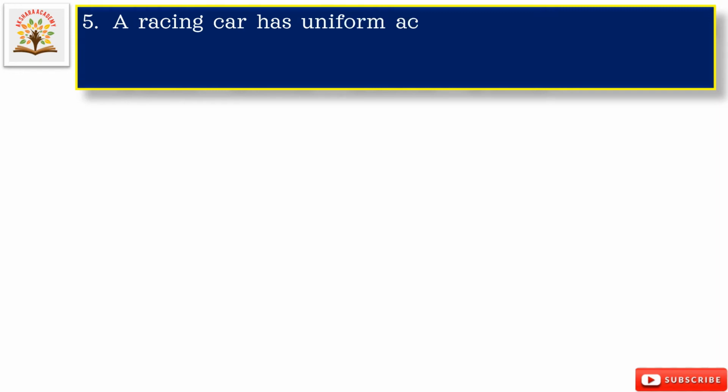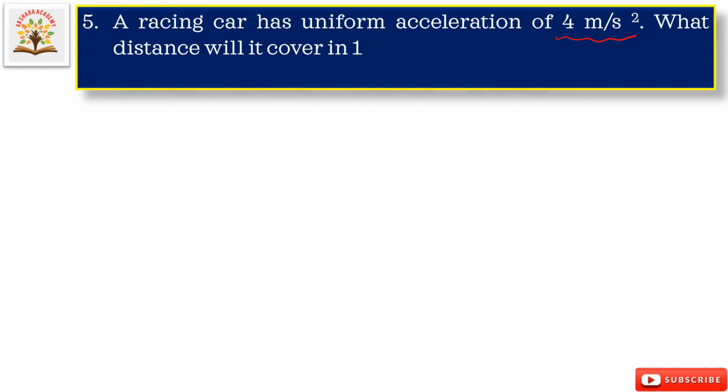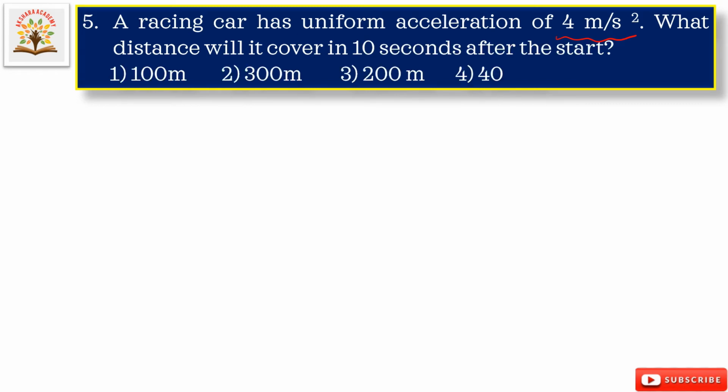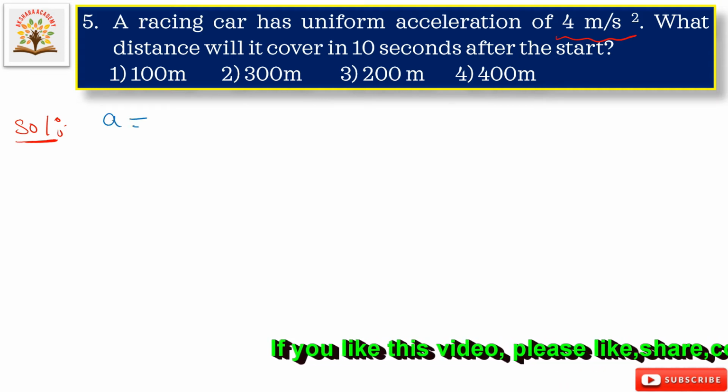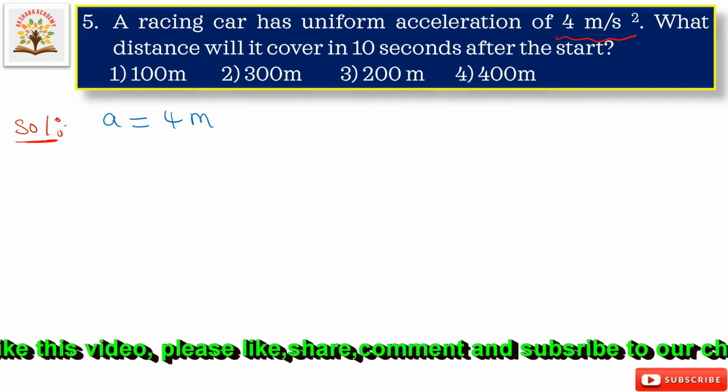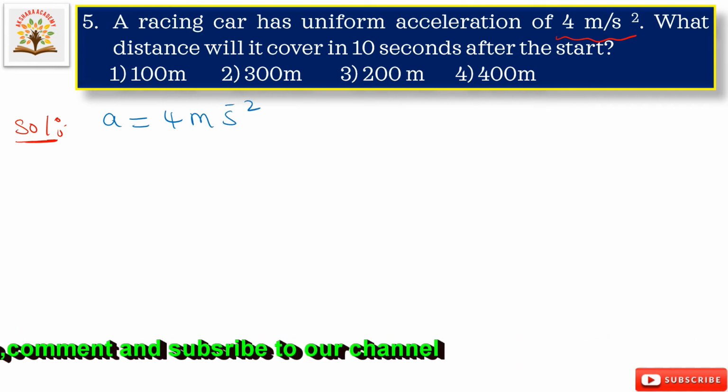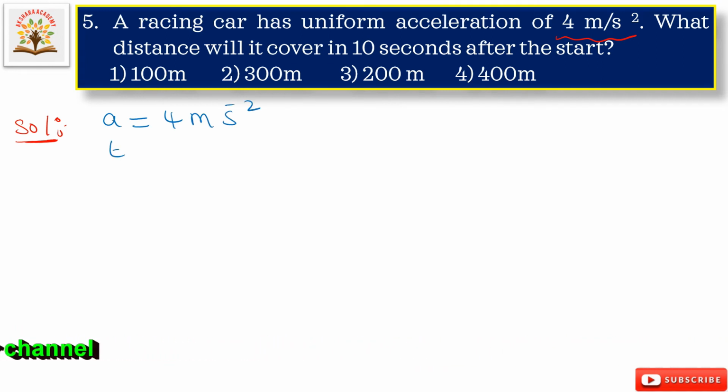A racing car has uniform acceleration of 4 meters per second square. What distance will it cover in 10 seconds after the start? Now let us go to the solution. Here we have to calculate the distance. Given a nothing but acceleration, a is equals to 4 meters per second square and t is equals to 10 seconds. Here after the start, its initial velocity is equal to 0. u is equals to 0.